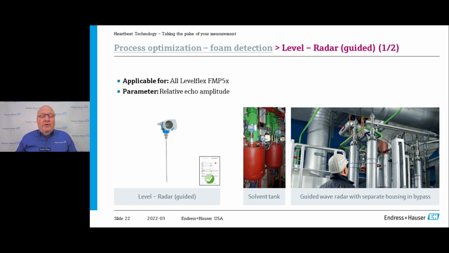A similar example on level is our guided wave radar and foam detection. Foam can happen in a lot of processes. It can be problematic, especially if it gets into the piping, the drain piping, the exit piping out of the process. It can also interfere with a lot of other things. So we don't want it, but at the same time, foam suppression is expensive. You don't want to necessarily use more foam suppression than you need to, because it is a big operating cost.